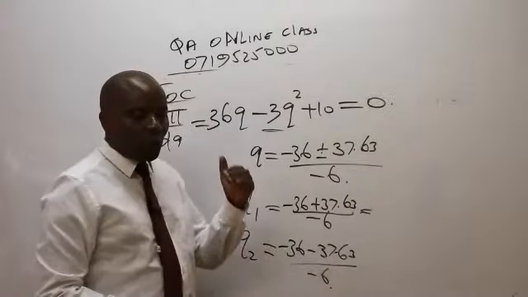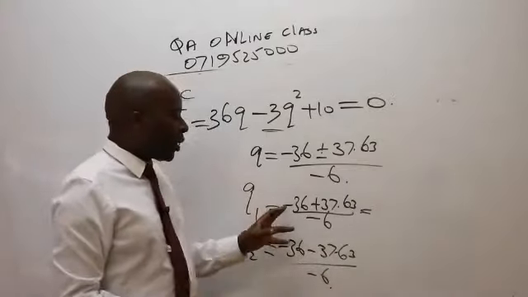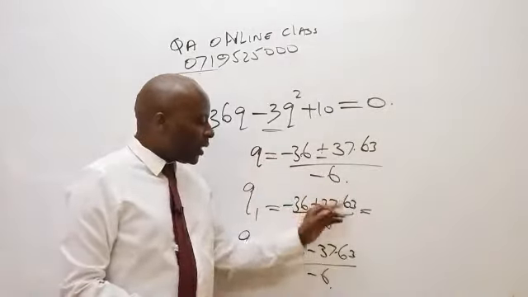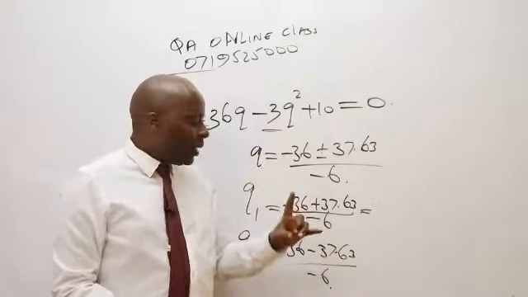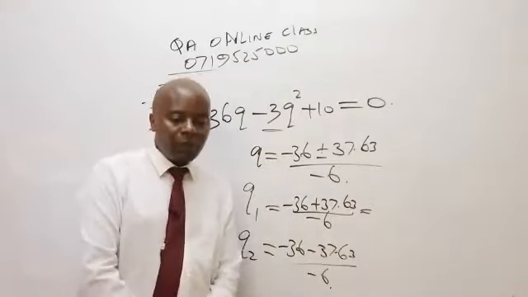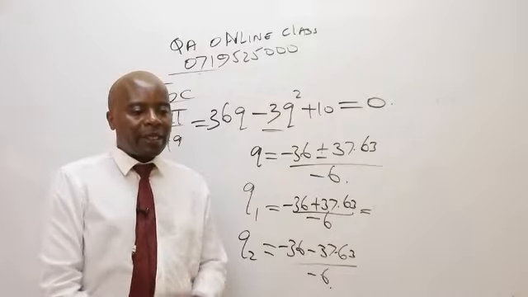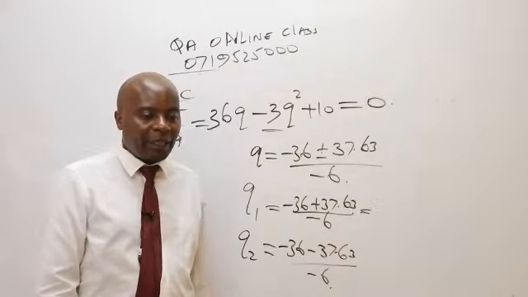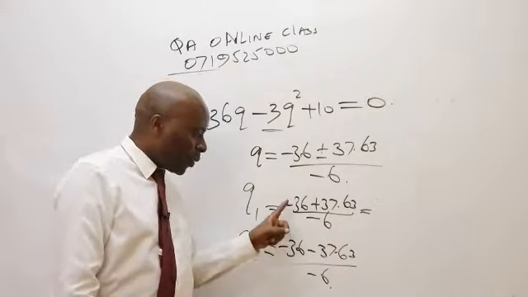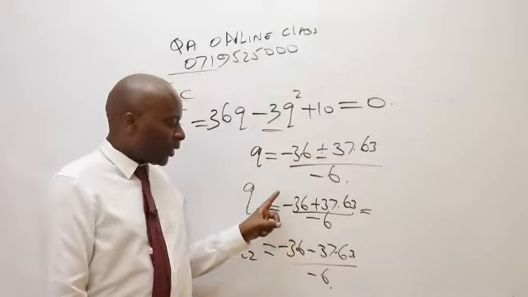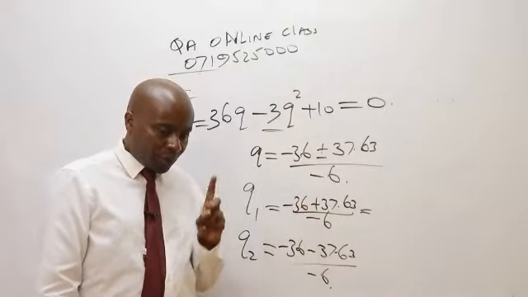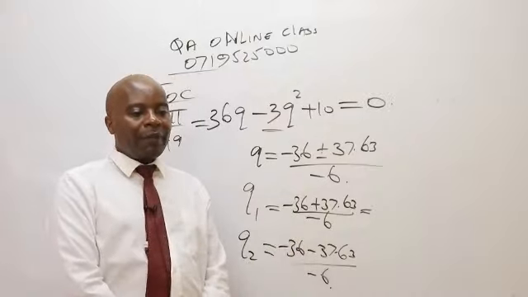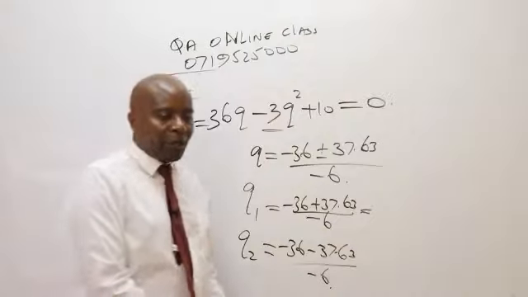Could you kindly get the numerator? Whatever you get in the numerator here, you divide by minus 6. Give me an answer for the first Q. What do we have there? You take minus 36 plus 37.63, equals, and then divide by minus 6. So Nancy is giving me 12.27.